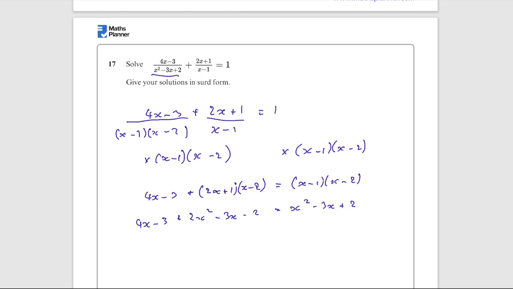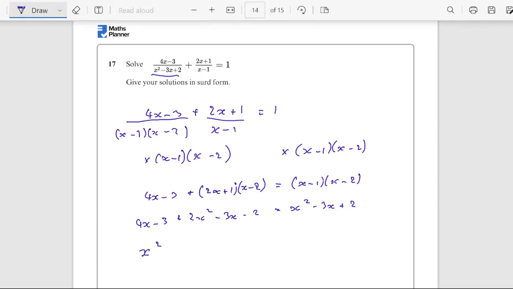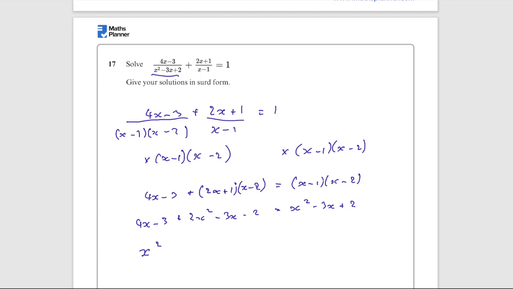And then I'm going to take everything over to the one side and simplify. So 2x squared minus x squared is going to give me just x squared. I then got 4x minus 3x would be 1x plus 4x, so that's going to be 5x. Let me just double check that. No, it's not.